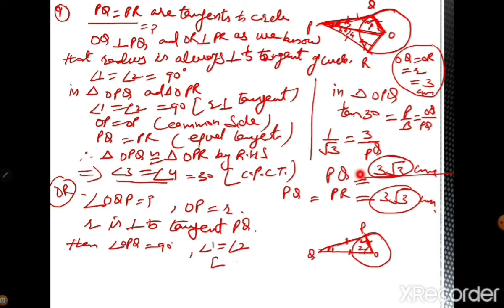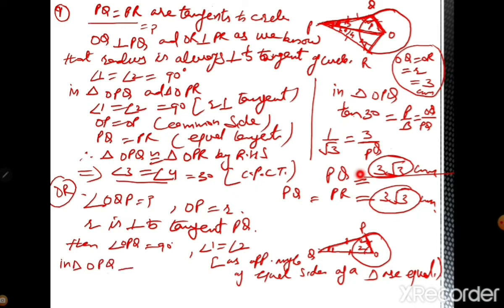And you can write the reason here as opposite angles of equal sides of a triangle are equal. Okay, so both angles are equal. Now we can take in triangle OPQ, angle 1 plus angle 2 plus angle OPQ is equal to 180 degrees.